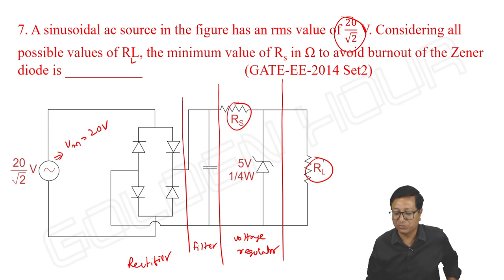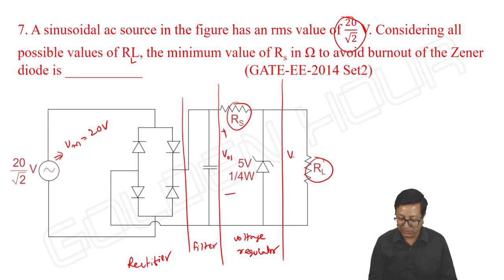Electrical paper 2014. All possible values of RL means what you can take for RL maximum? Infinite. RL is maximum, and it is a regulator, right? For the regulator, let me take this is VO1, and it is V output. VO1 maximum is equal to VM. It is possible. When input is maximum, RL is maximum, that time IZ is maximum, and the corresponding current I is also maximum. I can take that case.